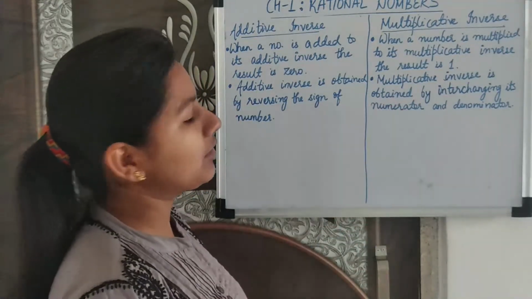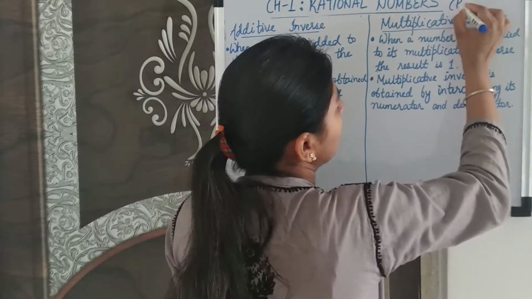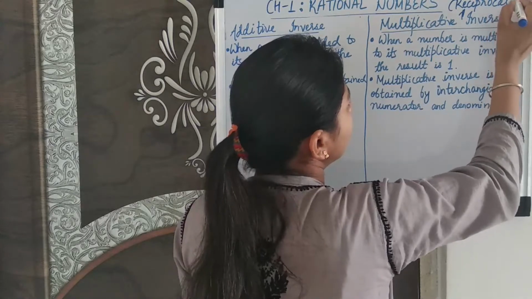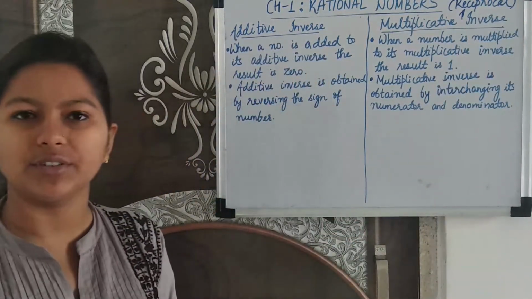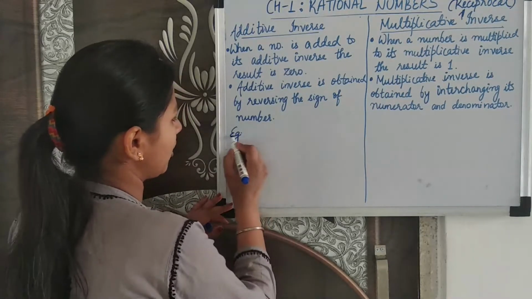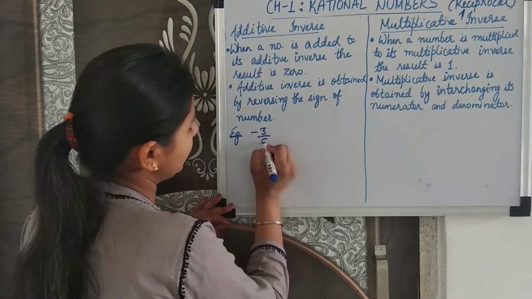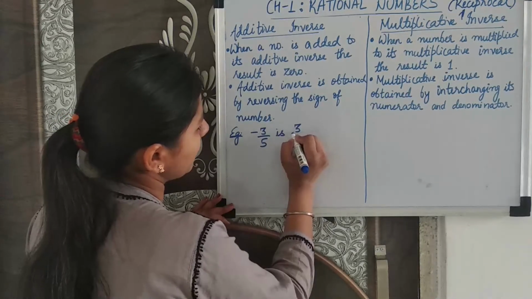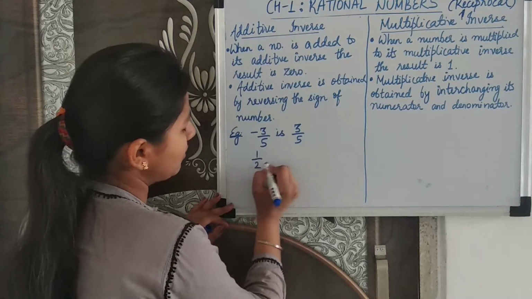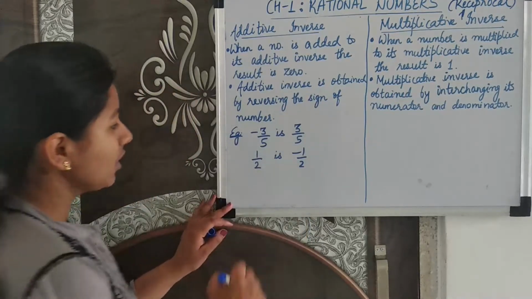And this multiplicative inverse has one more name, that is called reciprocal. Reciprocal of any number, or I can say multiplicative inverse of any number. So we can take a few examples for this. Like additive inverse, I am taking: the additive inverse of minus 3 by 5 is 3 by 5. The additive inverse of 1 by 2 is minus 1 by 2.